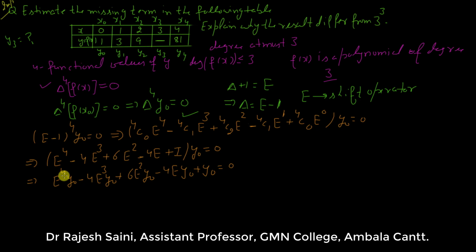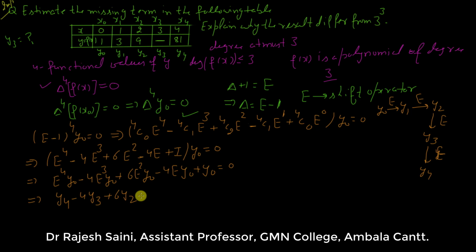When E to the power 4 is applied, the shift operator is applied 4 times upon y1. So once again I am going to show: one time it is applied, it will take it to y1, one more time it is applied, it will take it to y2, one more time it will take it to y3, and one more time it is applied, it will take it to y4. So instead of this one we can write y4, here y3, here y2.